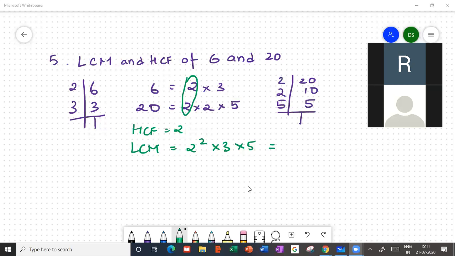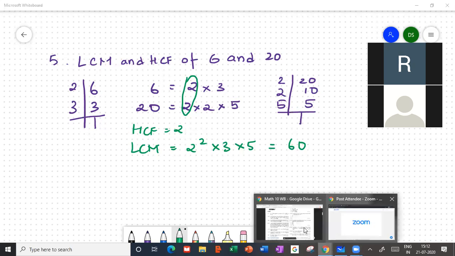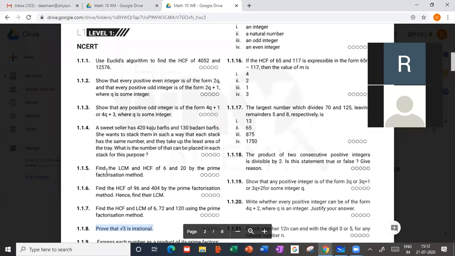Ma'am, and if we get nothing in common during prime factorization? Yeah, then HCF will be 1. That's the case with prime numbers, isn't it? So in prime numbers, the HCF is always 1. So cool, you've got the hang of it.